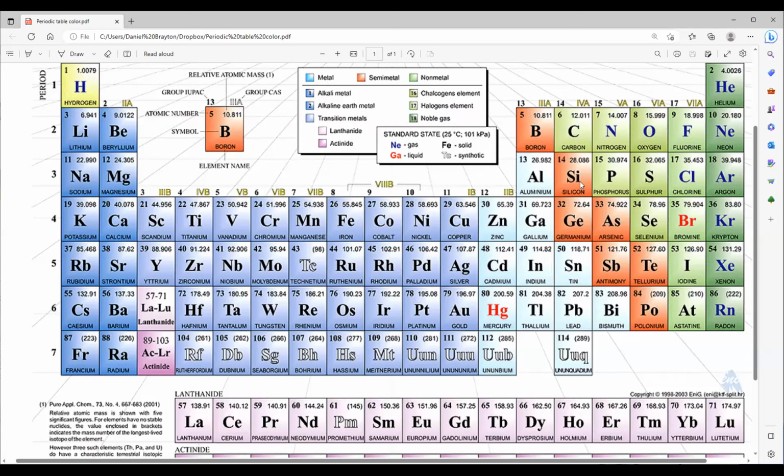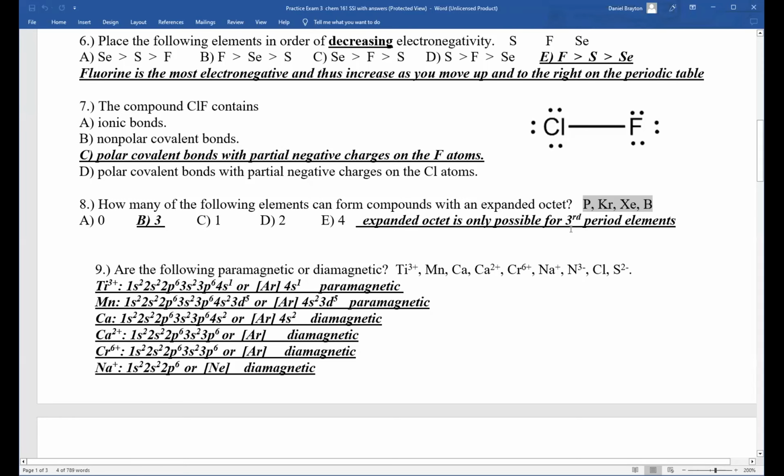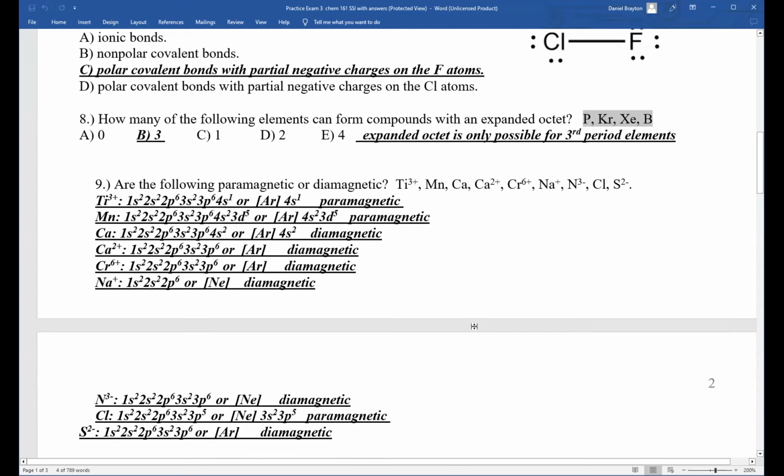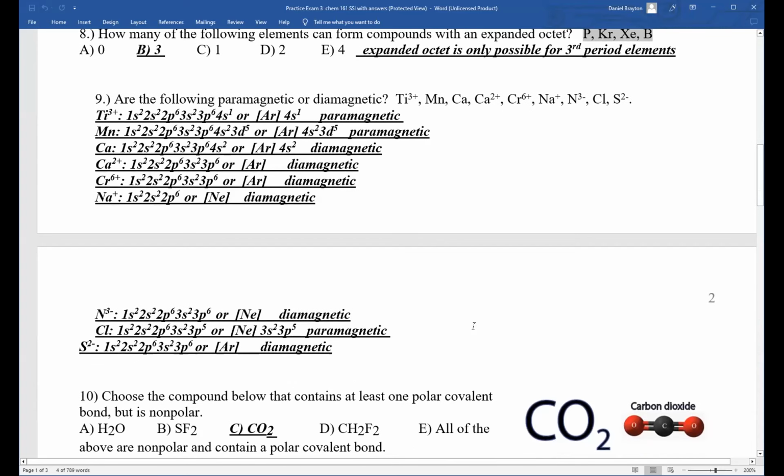But boron, I remember, was the only one that's in the 2nd row. So it's really just the 2nd row that has to strictly adhere to the octet rule. Oh, xenon, krypton, and xenon. Those are both noble gases, even further down than phosphorus.